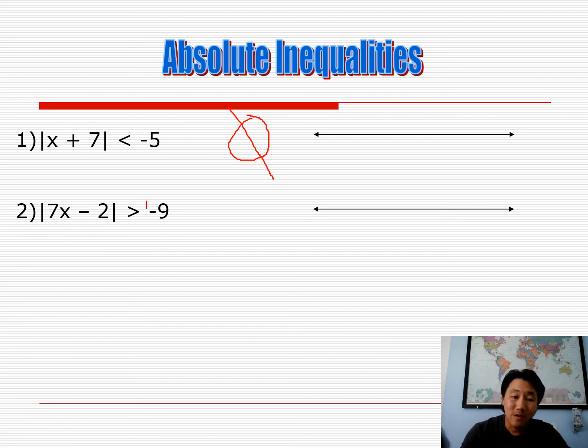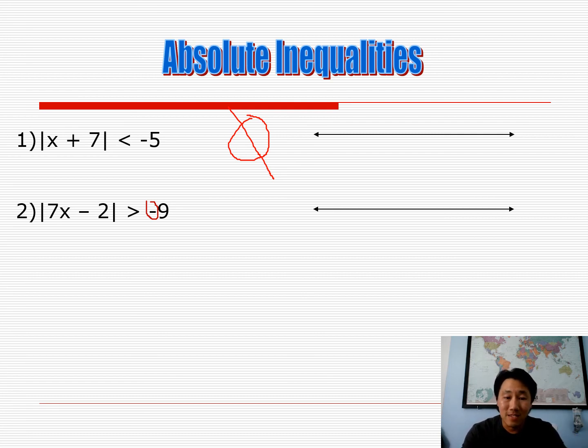Oh, we have a negative, but it's actually different from the first one. This is saying the absolute value of 7x minus 2 is greater than negative 9. Well, if you think about it, isn't it always going to be greater than negative 9 just because you can't ever have it negative? So it's always going to have to be bigger than negative 9.